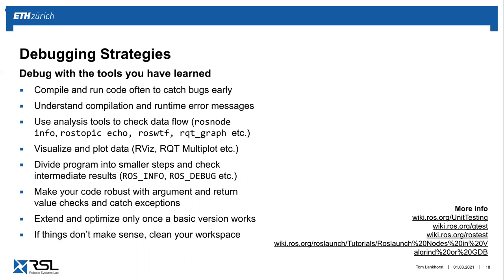Now, if things don't make sense, that might be an indication that you should clean your workspace. The build system, Catkin, incrementally builds your workspace, and it tries to analyze what you changed since last time, and then compile only the things that changed. But this process is sometimes a bit problematic. When Catkin loses track, it might mess up the output of your program. In that case, you run catkin clean --all to get rid of your workspace, and you rebuild it again.